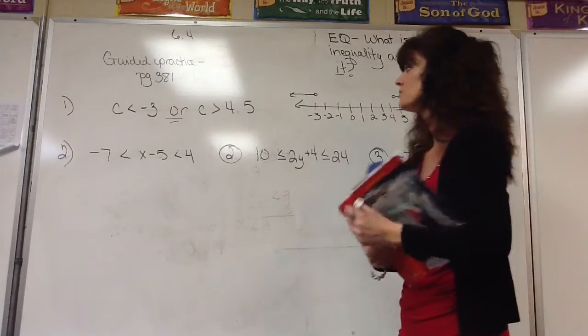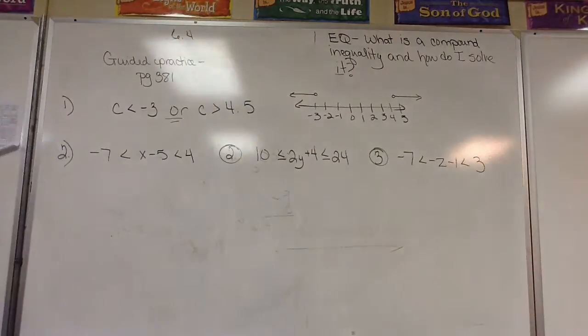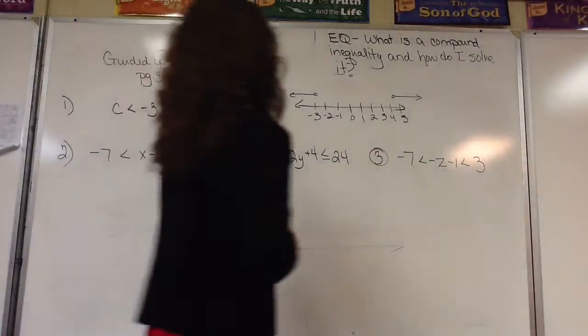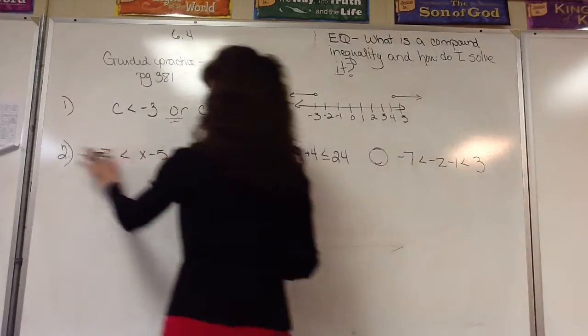Okay? Now number 2, 3, and 4, we actually are going to solve. And I'm sorry, this is actually 4, 5, and 6. So I numbered these wrong. So 4, 5, and 6.